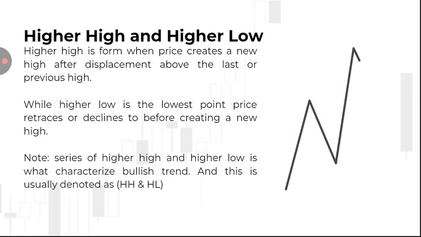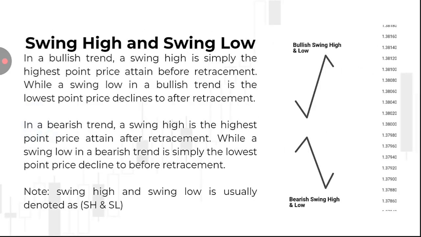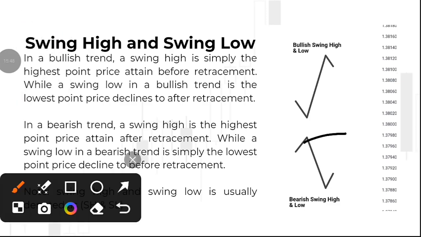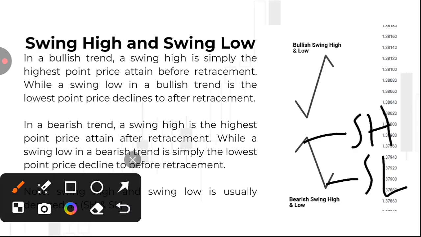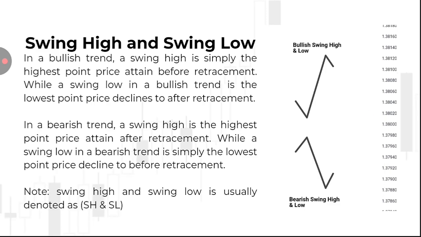The next one I want to look at is higher high. Oh, sorry, I think I missed something there. Note, a swing high and a swing low are usually denoted as SH and SL. So instead of spelling out the whole thing, you can simply abbreviate it like this as SH and SL. That is basically what the last part there is talking about.